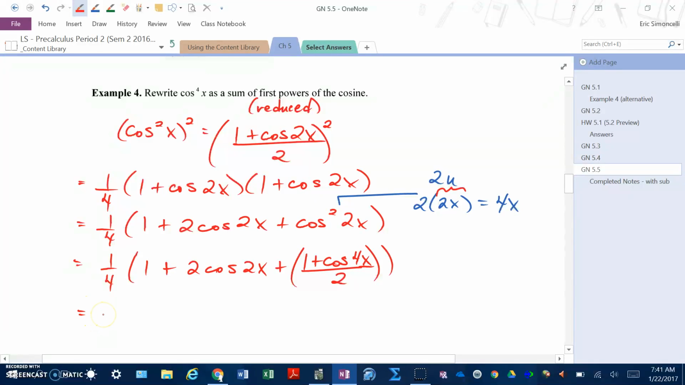So we'll continue in the next step. We'll have 1/4 times the quantity 1 plus, again, 2 cosine 2x. This particular quantity I can actually split up because it's a binomial divided by a monomial. I can do this, so it becomes 1/2 plus cosine 4x over 2.